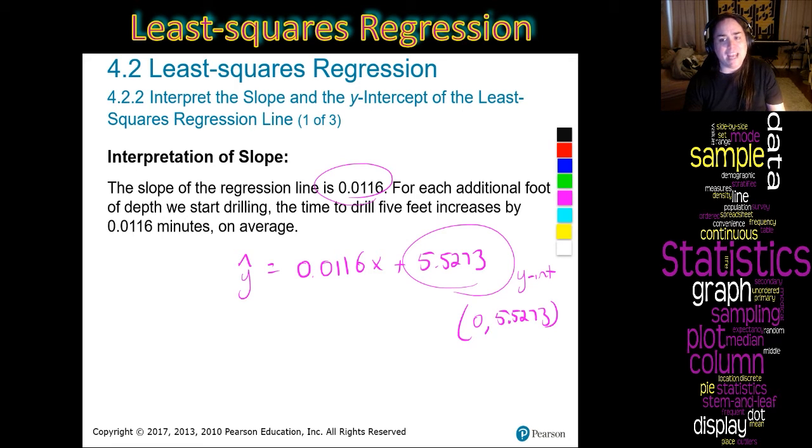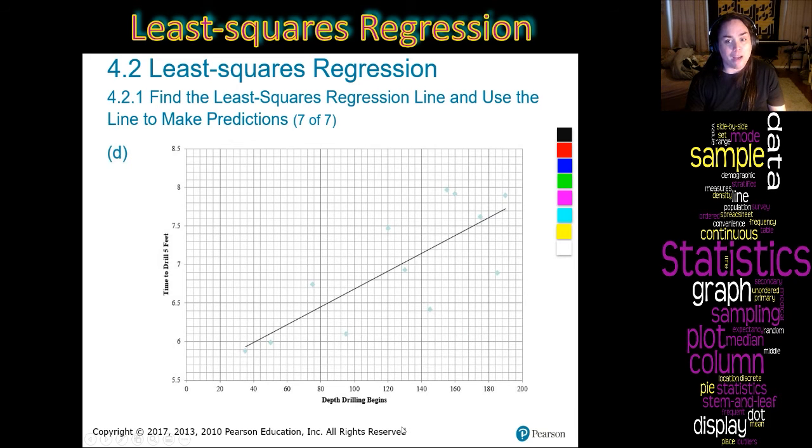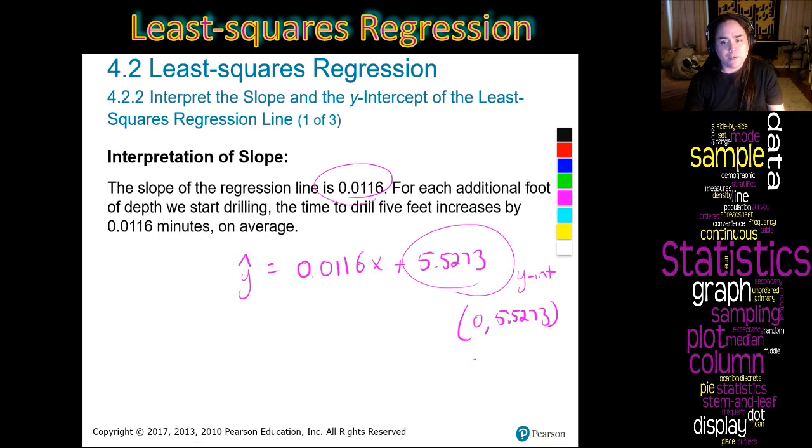So what is on the x-axis of our graph? The x-axis represents the depth that drilling begins. So that 0 for x means that we begin drilling at 0 feet. So the y-intercept just means we haven't dug any hole yet. We haven't started anything. Our drilling equipment is on the surface of the earth and it's solid. We haven't even begun to poke a hole into the earth yet, but we're about to.